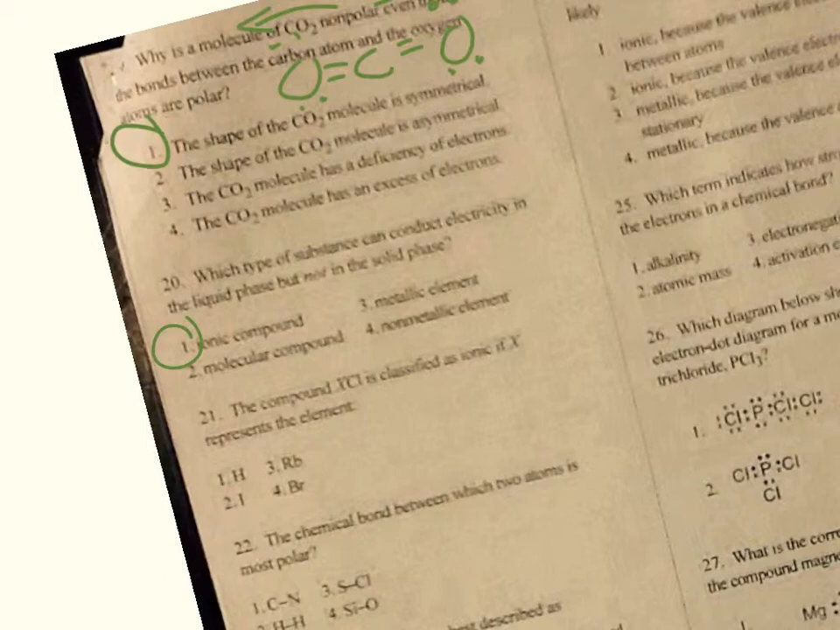The compound XCl is classified as ionic. If X represents what? Well, if this is XCl, you know that Cl is a nonmetal. If it has to be ionic, then X has to be a metal. There's only one metal here, rubidium.